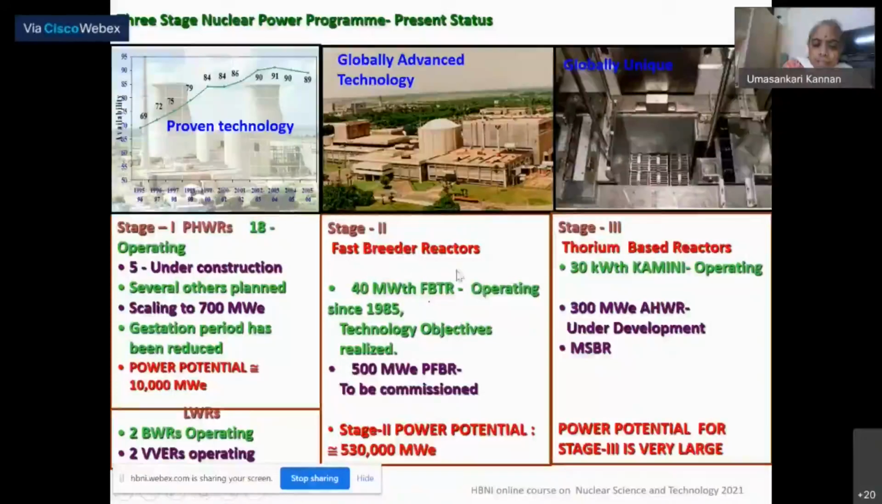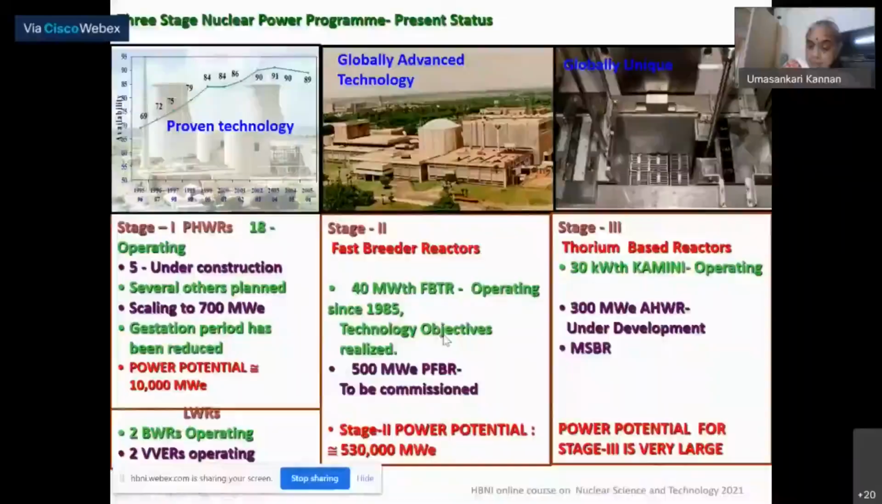With this in view, we made a small test reactor, the fast breeder test reactor, which has been operating since 1985. It proved the technological objectives of the fast breeder reactor, and we are still doing some tests here. The 500 megawatt prototype fast breeder reactor is soon to be commissioned. It's in a very advanced stage of commissioning. So stage 2 has a lot of potential.